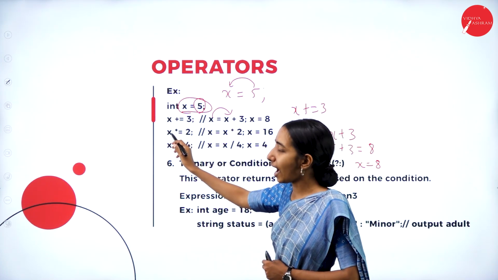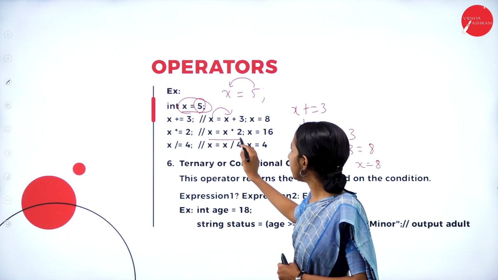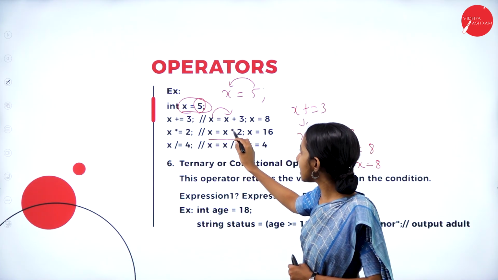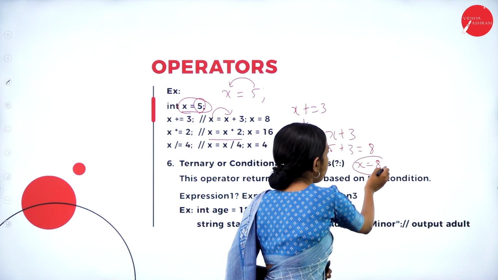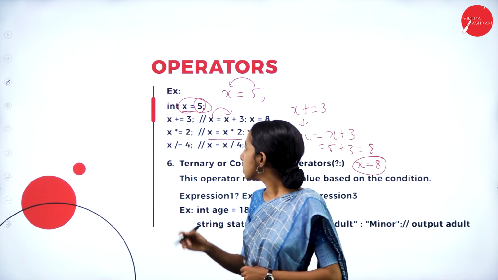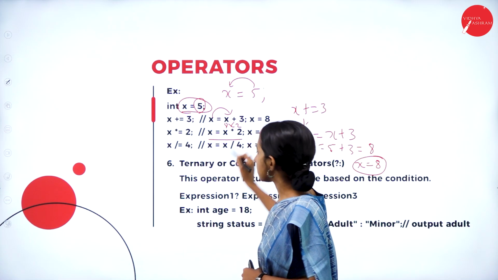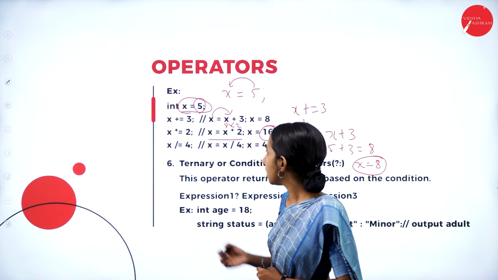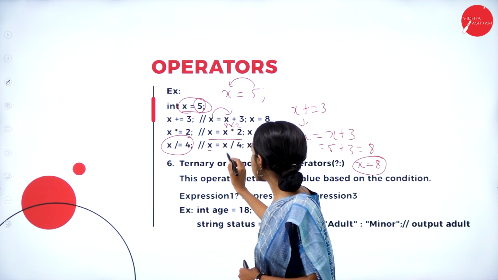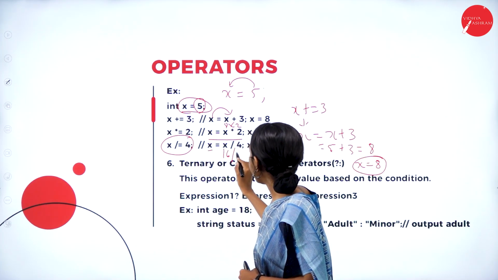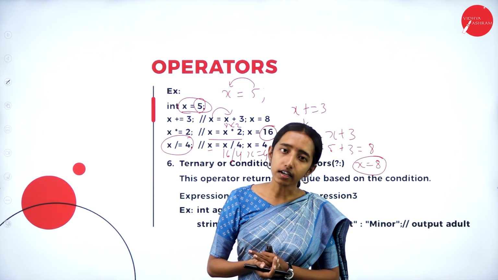In the same way, we are having x *= 2, split into x = x * 2. Now the x value we are having is 8. So 8 times 2 becomes 16. In the same way, now we are having the division operator: x = 16 divided by 4. So in this way the assignment operator works.